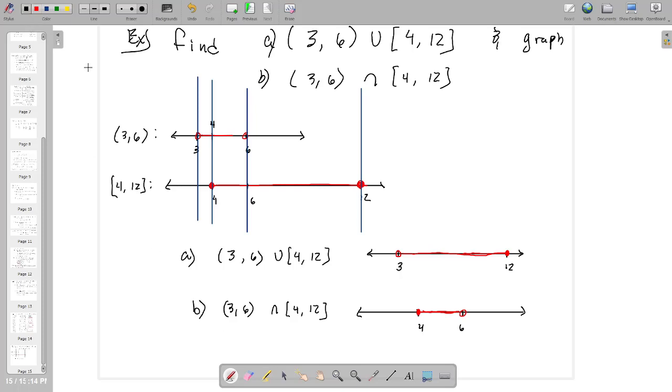Let me go ahead and write the notation. This would mean that x, just for practice, set builder would be x such that 3 is strictly less than x and x is less than or equal to 12. And the second set would be x such that 4 is less than or equal to x and x is strictly less than 6. Just like this. That'll be it for that example.